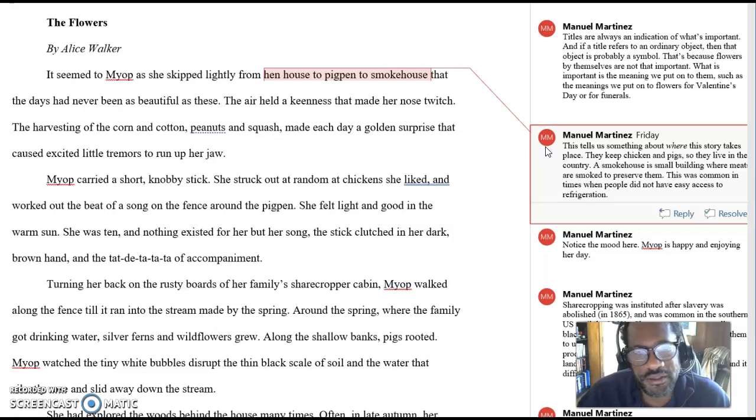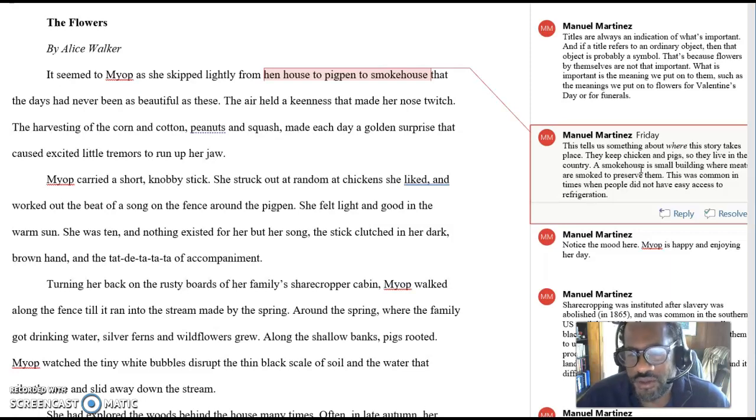A hen house is a place where we keep chickens, usually so we can gather eggs from them. We've got a pig pen, which is where we raise the pigs that people might eat. And then a smokehouse, as I say down here, is a small building where meats are smoked to preserve them. It's common when people didn't have access to refrigeration. So that tells you something about the place: it's a rural setting. This isn't New York City. Some people might have a hen house in their backyard, a chicken coop, but probably not a pig pen, definitely not a pig pen and a smokehouse. So this is going to be out in the country somewhere.